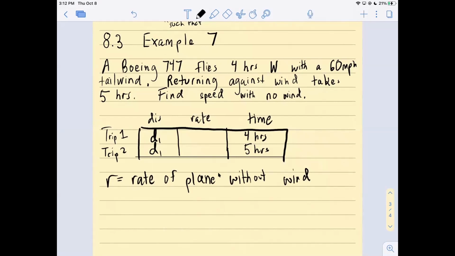You want to have a nice simple expression? If the plane generally goes like 400 miles per hour, what would be its rate on the trip where its actual rate, not just how fast it would move on its own, but with the wind? How would you come up with a nice expression for trip 1?